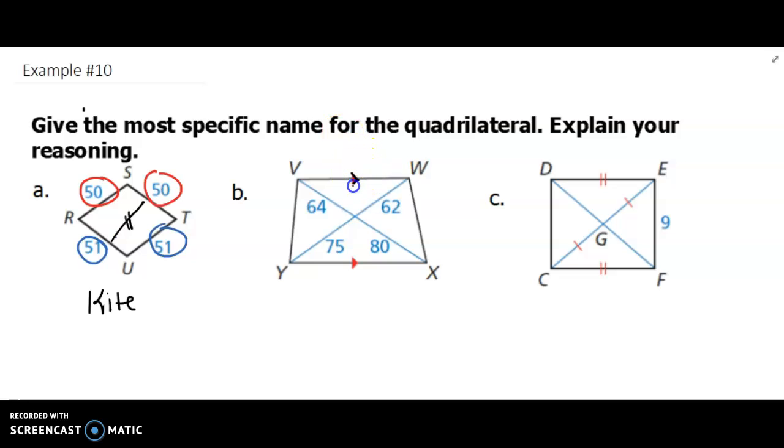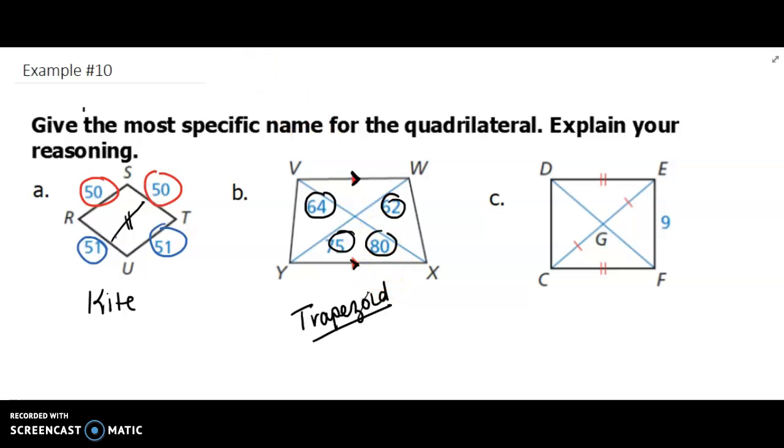All right, B, we know that this side and this side are parallel, which gives me a trapezoid. And notice that this plus this is not equal to this plus this. So the diagonals are not congruent, so it can't be an isosceles trapezoid. So trapezoid is just the most specific name we can give.